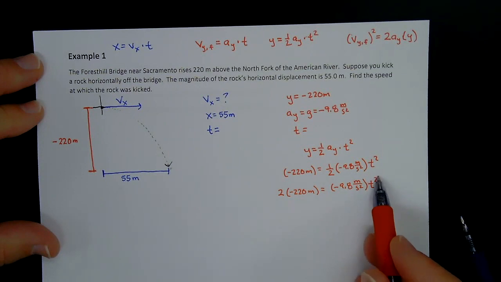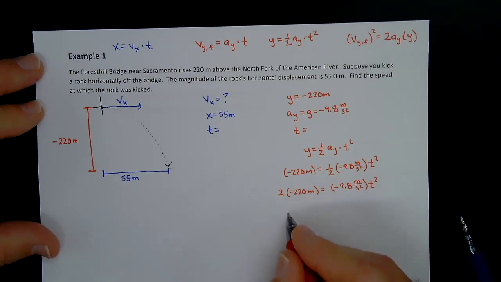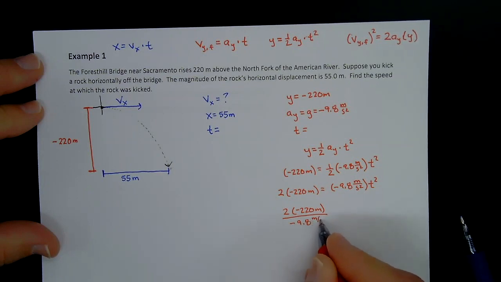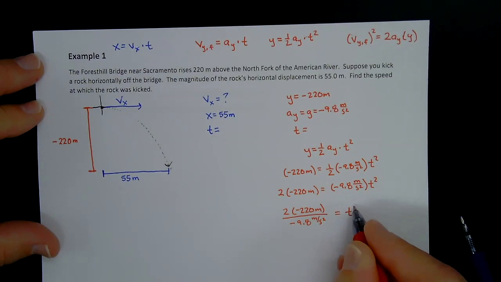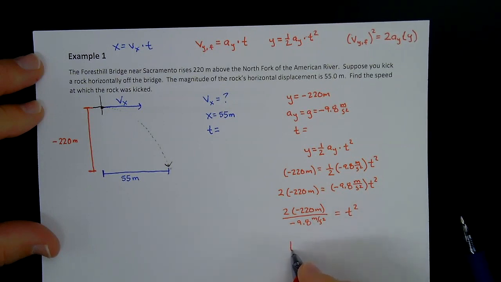And then I want to get the t squared by itself, and then I'm going to get t by itself. I'm multiplying the t squared by negative 9.8, so I'm going to divide by that. So this is 2 times negative 220 meters divided by negative 9.8 meters per second squared. That's equal to t squared. I'm going to square root both sides. So t is equal to the square root of 2 times negative 220 meters divided by negative 9.8 meters per second squared.